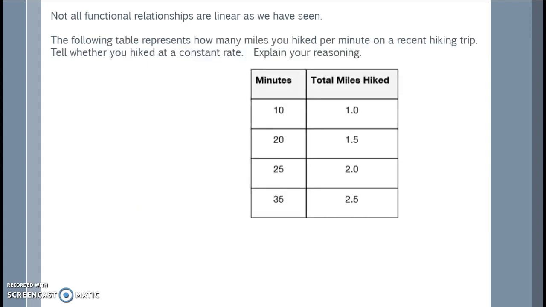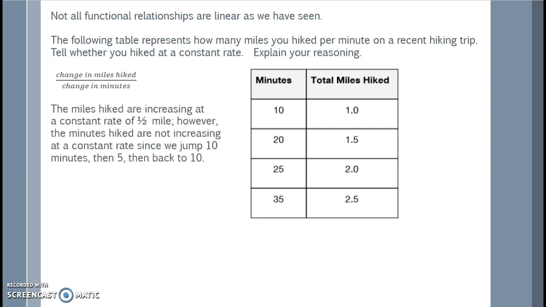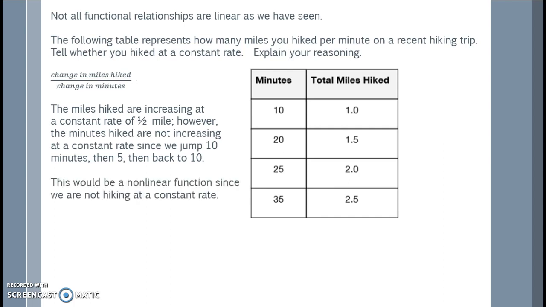The following table represents how many miles you hiked per minute on a recent hiking trip. Tell whether you hiked at a constant rate and explain your reasoning. So we're going to talk about the change in miles over the change in minutes. I see that the miles hiked are increasing at a constant rate of a half mile. However, the minutes hiked are not increasing at a constant rate since we jump 10 minutes, then 5, then back to 10. This would be a nonlinear function since we are not hiking at a constant rate.